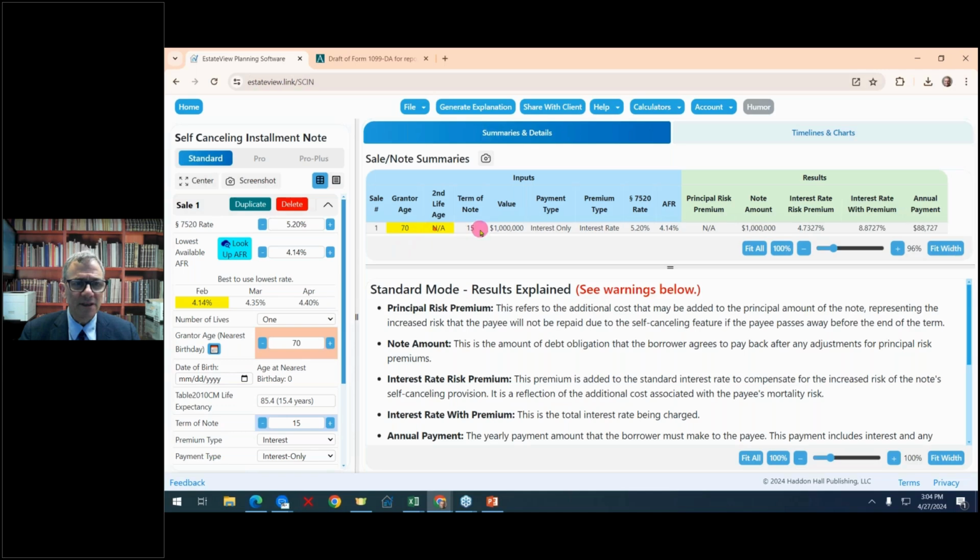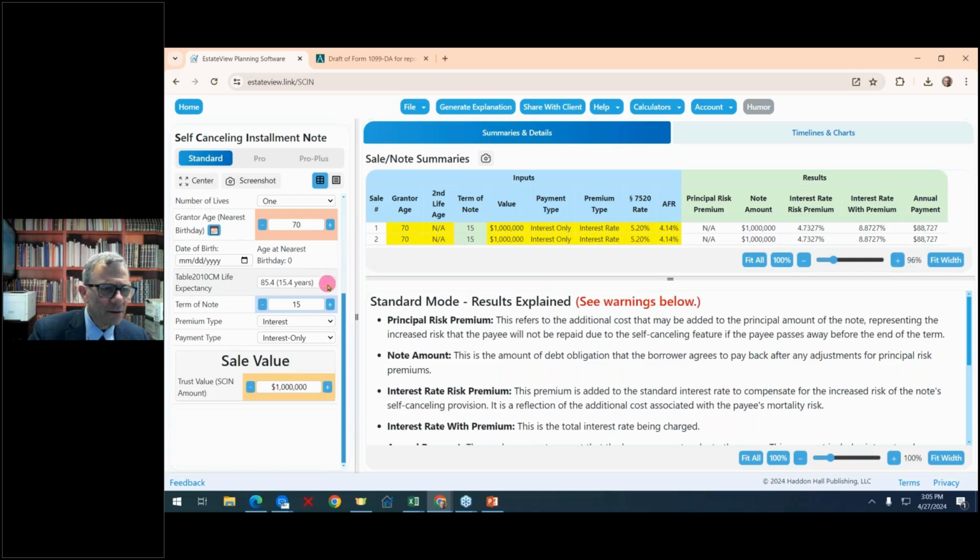It shows me the information that I just fed into it, and it tells me that I will have to pay not only the regular interest rate, but an additional interest of 4.7327% for a total of 8.8727%. My annual payments on a $1 million note will therefore be $88,727.